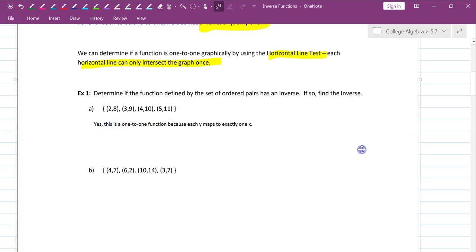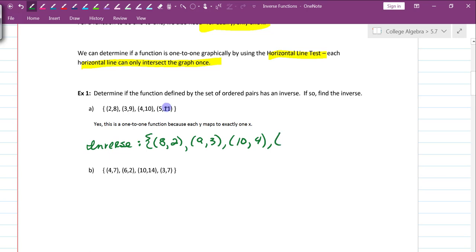So here we go. The inverse is going to be, we're going to swap the order around. So we have (8, 2). Swap the x and the y around. Now I have (9, 3). Swap the x and y. So I have (10, 4). Swap your x and your y. (11, 5). And that completes the inverse.